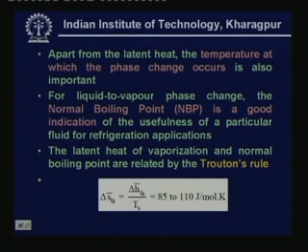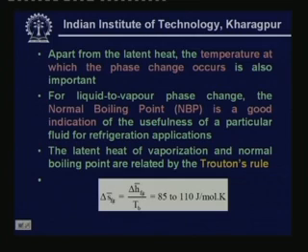Apart from the latent heat, the temperature at which the phase change occurs is also important, because ultimately we have to produce low temperatures. So the amount of heat that is transferred is important. In addition to that, the temperature at which heat is being transferred is very important. And for liquid to vapor phase change, the normal boiling point is a good indication of the usefulness of a particular fluid for refrigeration applications. As you know very well, a normal boiling point is the saturation temperature at 1 atmosphere pressure. This is a good indication of the usefulness of any fluid for refrigeration purposes.